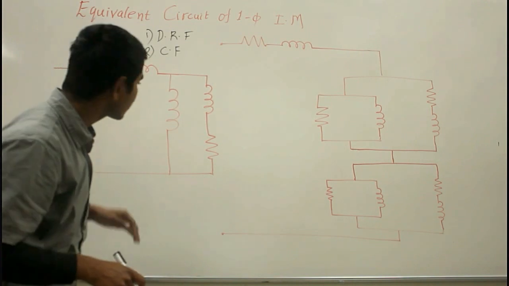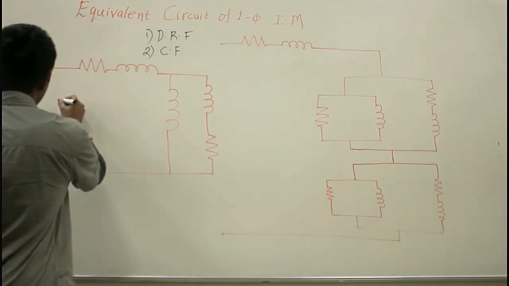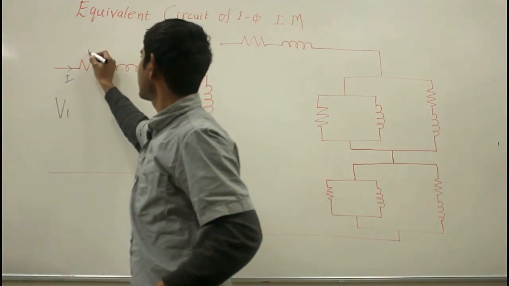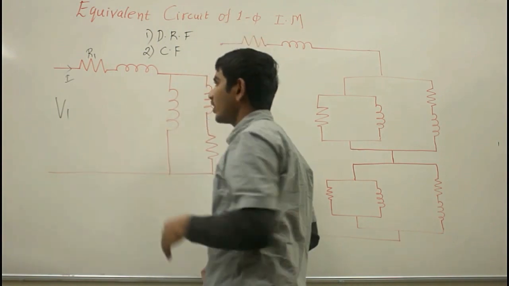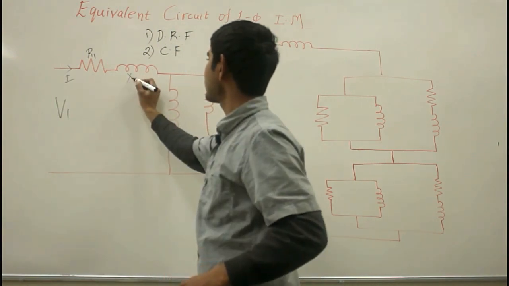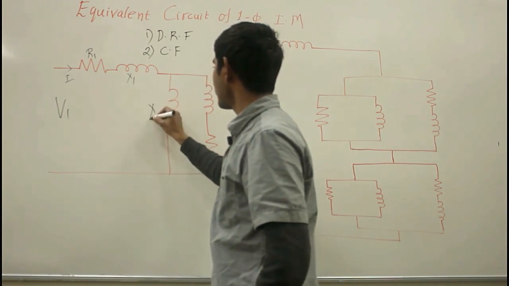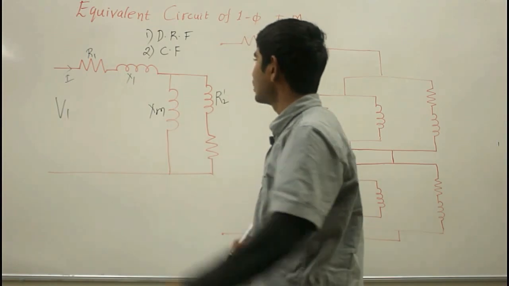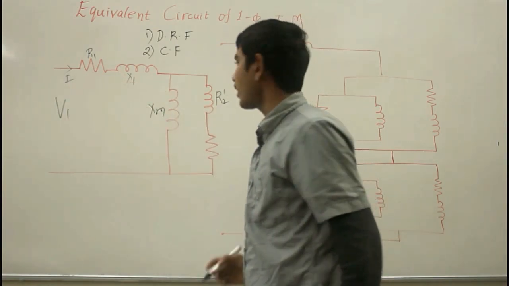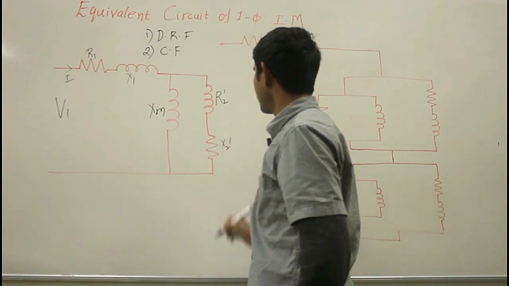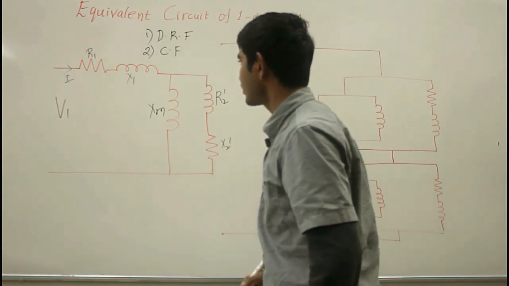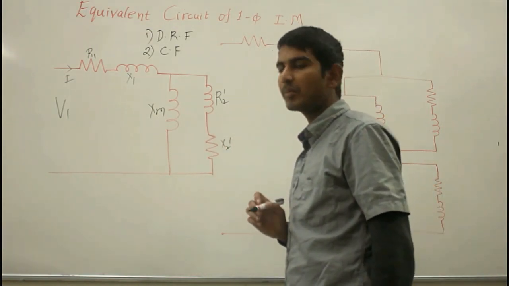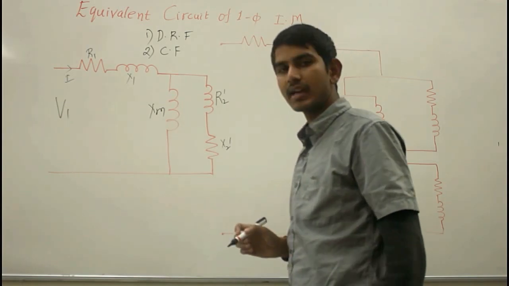If you look at the equivalent circuit of the single phase transformer, here V1 is the supply being provided and I1 is the current flowing. This is the stator, that is the main winding resistance, this is the main winding leakage reactance, this is the magnetizing reactance, this is the rotor resistance referred to the main stator winding, and this is the rotor leakage reactance referred to the main stator winding.